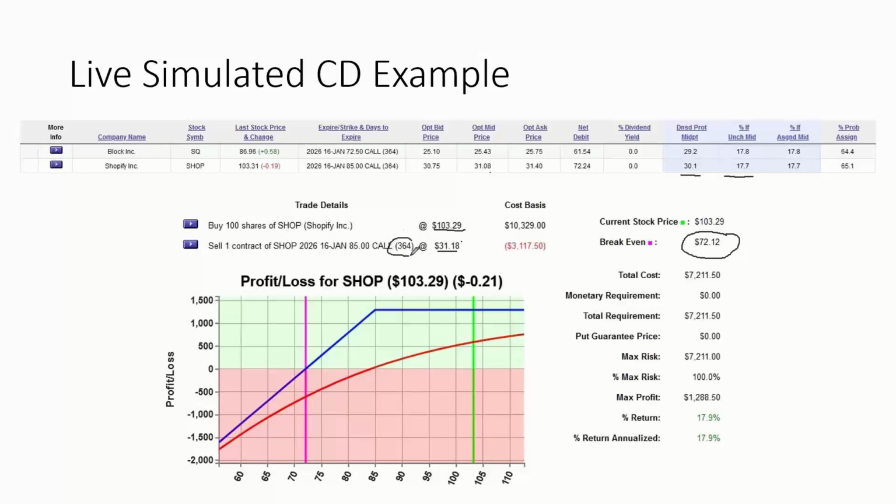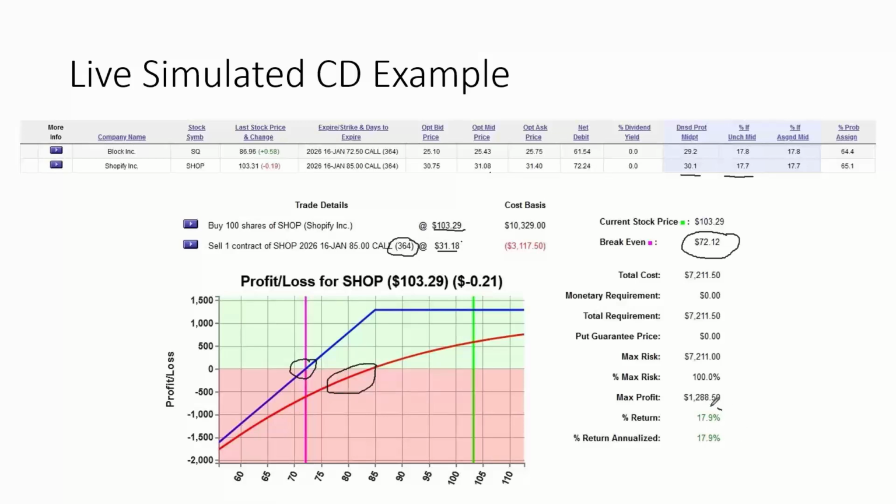Between now and 364 days from now, Shopify could fall to 72.2% before you're at risk of losing money at the expiration, which I mentioned. We'll see that in a moment. But yes, during the time frame, because we're not getting as much time decay on the call, we could be out of loss as the stock's falling because the buyback cost is still pretty high.